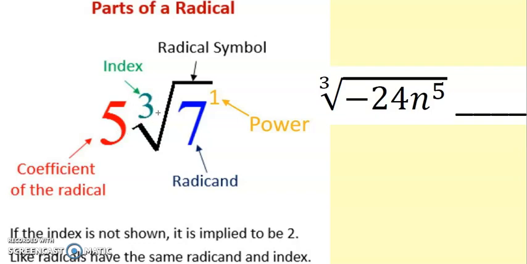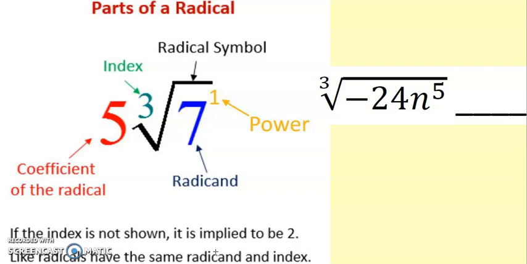The only numbers you'll probably see here is either nothing, which is a 2, or a 3. On the very left-hand side is this 5. That's the coefficient of the radical. That's how many of these radicals there are. It's the quantity of this radical. This 7 right here is called the radicand. It's the base when it's inside of a radical. And this 1 right here represents the exponent, the power.